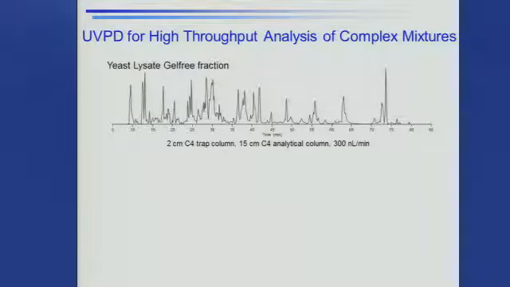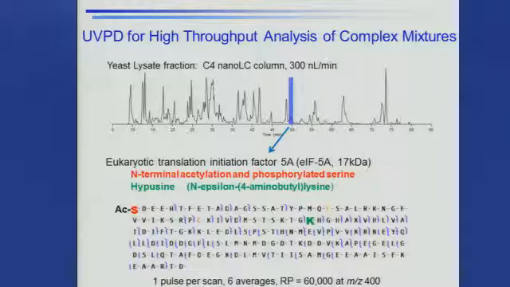One always asks if this technique can be adapted to an LC-MS workflow for higher throughput. So here's one example of a chromatogram obtained for a gel-free fraction of a yeast lysate adapted for LC separations of proteins using a C4 column. And this is just one example, one protein selected here, eluting at about the 50 minute time point. This was identified as a eukaryotic translation initiation factor 5A.